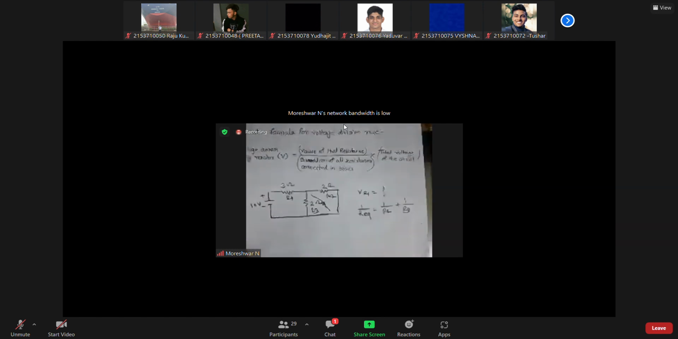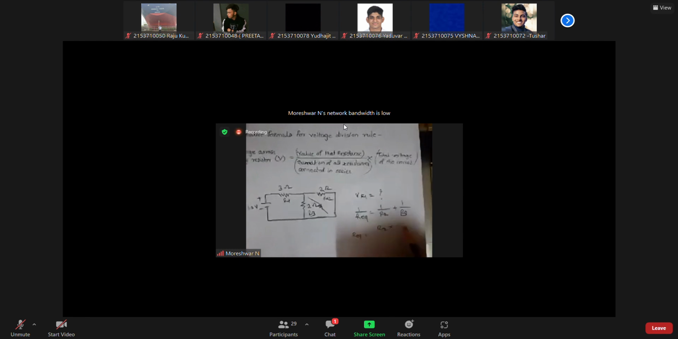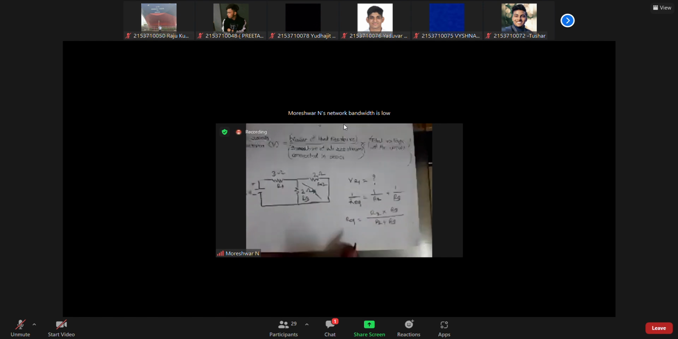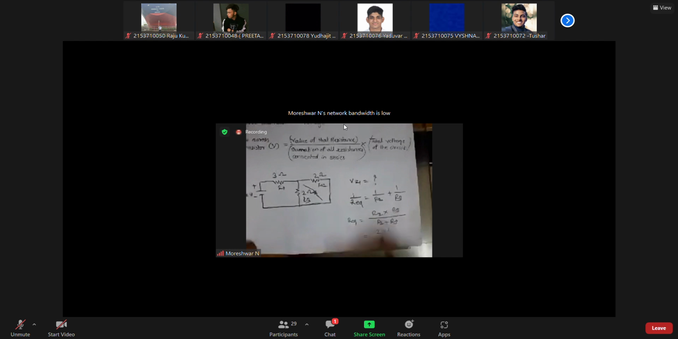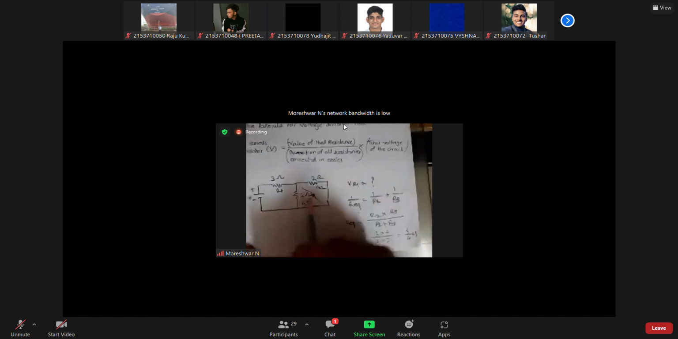This thing we have seen in the last session. So therefore, R equivalent is equal to R2 multiplied by R3 divided by R2 plus R3. This will be the formula. So here 2 into 2 divided by 2 plus 2, that is equal to 4 by 4, that is equal to 1. So this will be the equivalent resistance here.